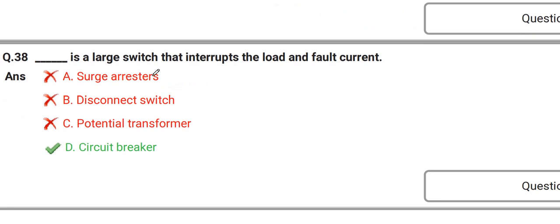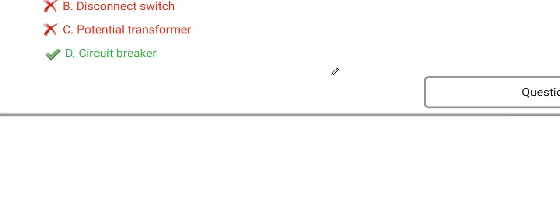Dash is a large switch that interrupts the load and fault current. So you know very well the circuit breakers. It acts as a large switch that interrupts the load and the fault current.